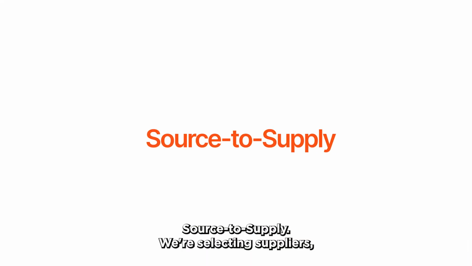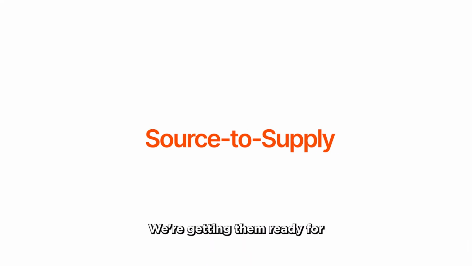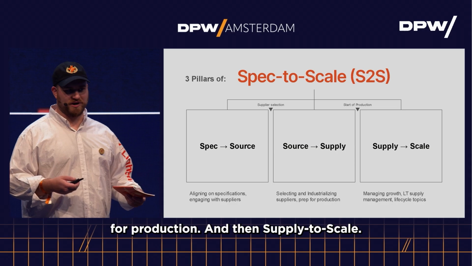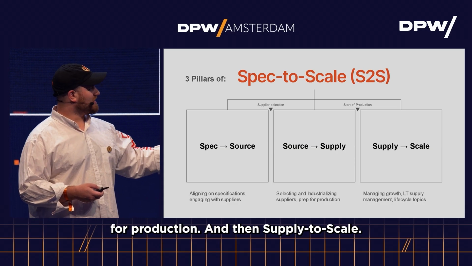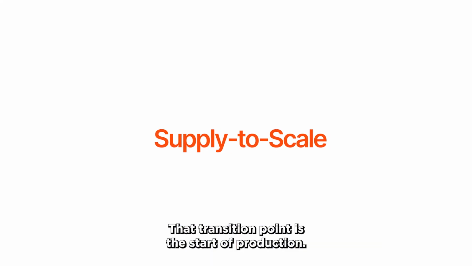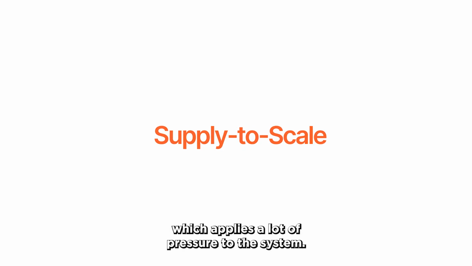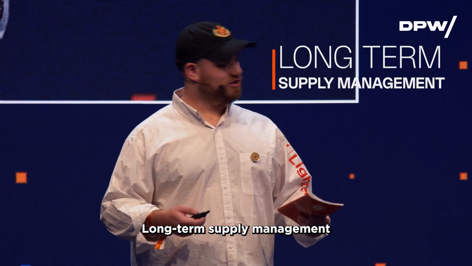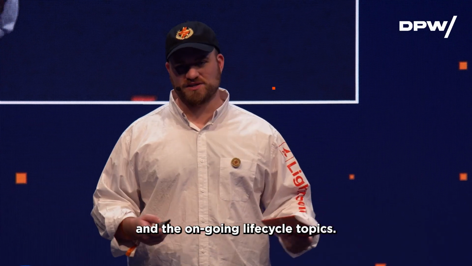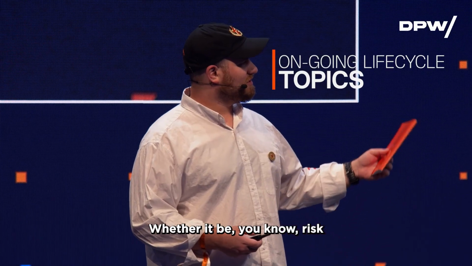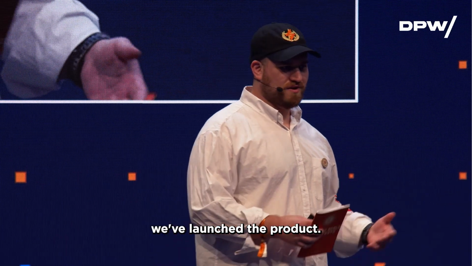Source to supply. We're selecting suppliers, then we're ramping them up, getting them ready for industrialization, preparing for production. And then supply to scale. That transition point is the start of production, then we're managing growth, which applies a lot of pressure to the system. Long-term supply management and the ongoing life cycle topics, whether it be risk or continuous cost down, index adjustment, FX. The world doesn't end just because we've launched the product.